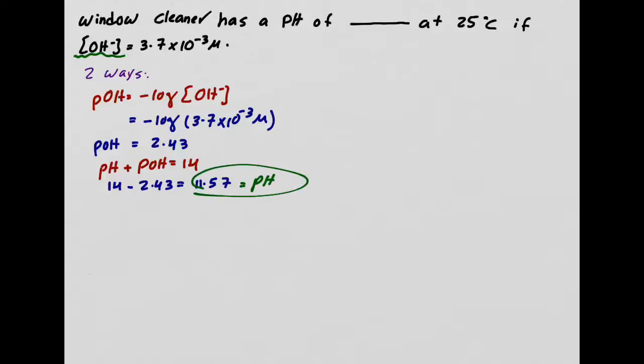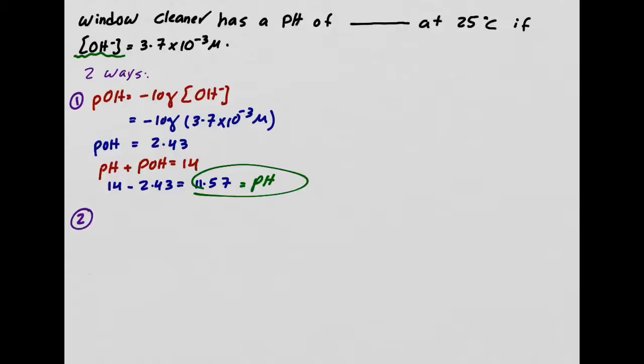You guys follow that? Okay. I like this way a lot more. So you have the OH, you figure out the pOH, you subtract it from 14, and then you figure out the pH. Now, here's another way to do it. If you did it this way, no judgment.